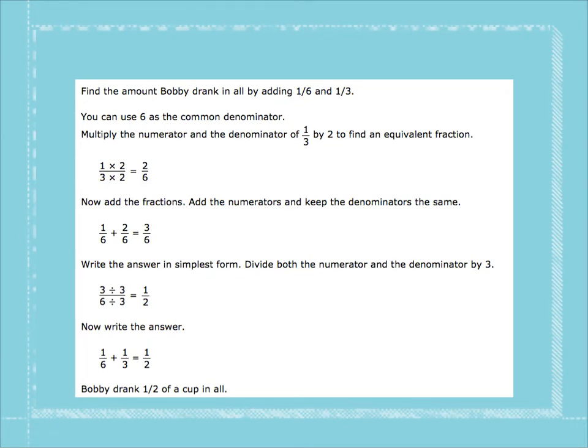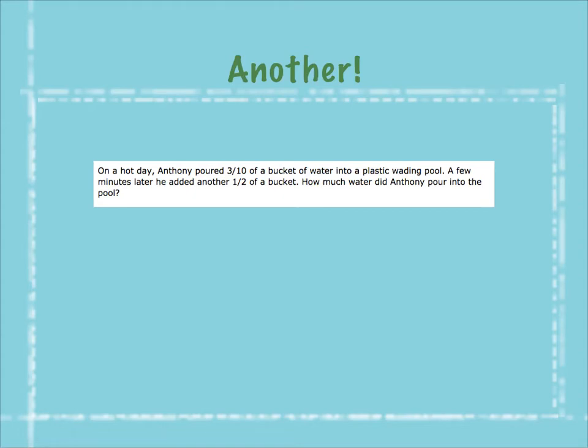Okay, so this is just a little step-by-step on how we solved everything, just like how I did. You can use 6 as a common denominator, just like we did, and we multiplied 2 by the top and the bottom to make a new fraction right here. And we added 1/6 plus 2/6 to make 3/6. And just like we did, we made the answer in simplest form, means that we simplified, and our answer was 1/2.